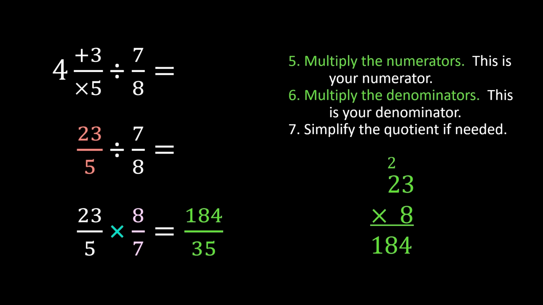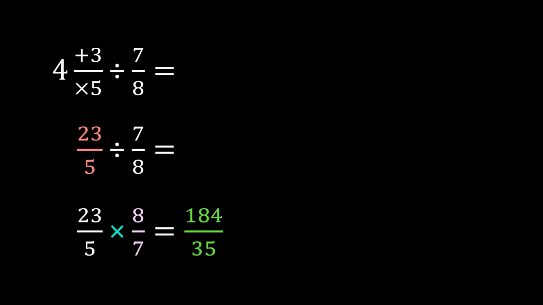184 and 35 don't share any common factors. However, I'm not going to leave it as an improper fraction. I'm going to turn it into a mixed number. And to do that, I'm going to take my numerator of 184 and divide it by my denominator of 35. So 35 goes into 184 5 times.